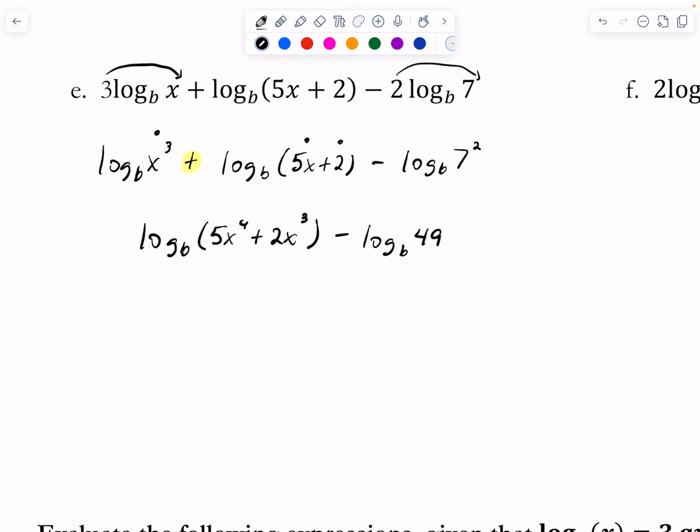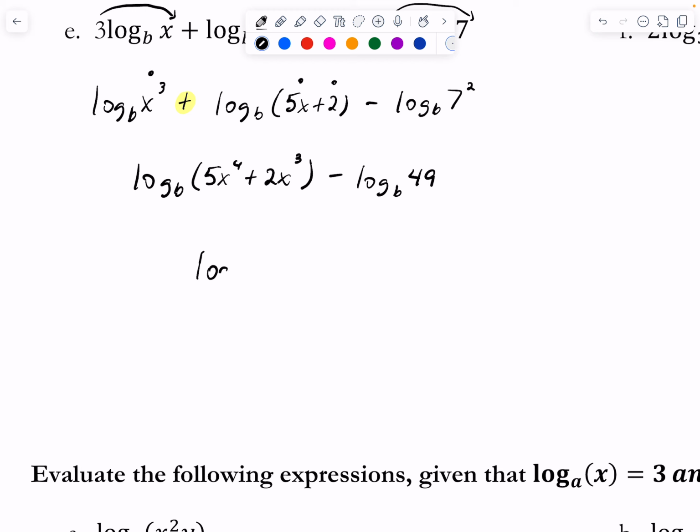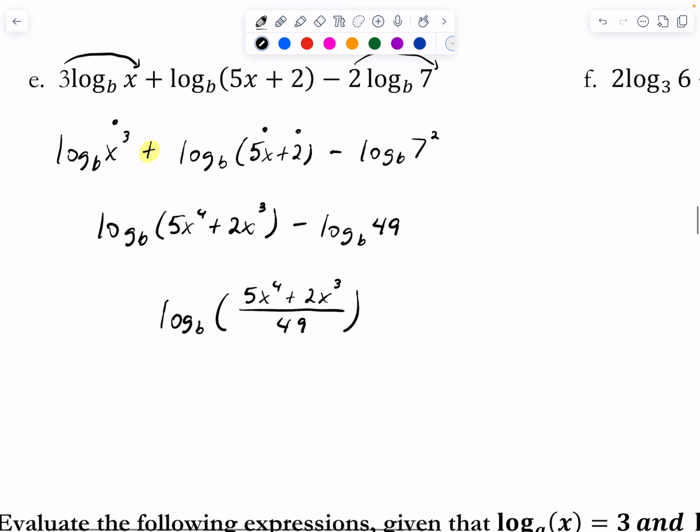All right. Now to finish this to be one log, I do see subtraction. So I'm going to write for my argument here, 5x to the 4th power plus 2x cubed, and then over 49. Because of that subtraction, I do need to do division. So that is it for letter E.